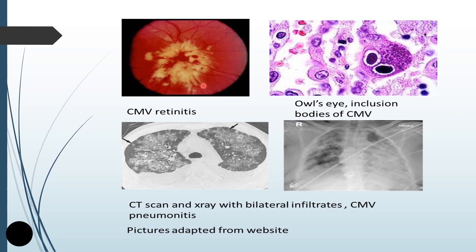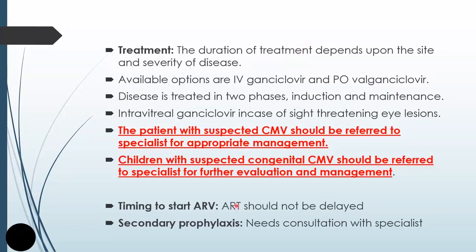Now, these are inclusion bodies, and these are also known as owl's-eye, and these are basically the DNA of cytomegalovirus in cells. This is how the radiology can look like with bilateral infiltrates, and this can mimic other diseases like PJP, tuberculosis, MAC, etc. The duration of treatment depends upon the site and severity of the disease. Available options are IV ganciclovir or oral valganciclovir.